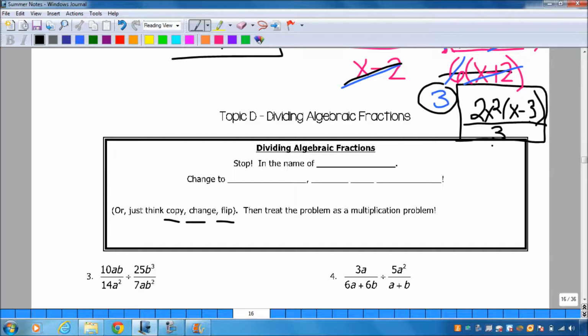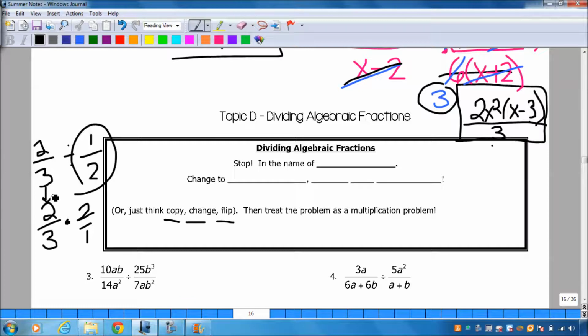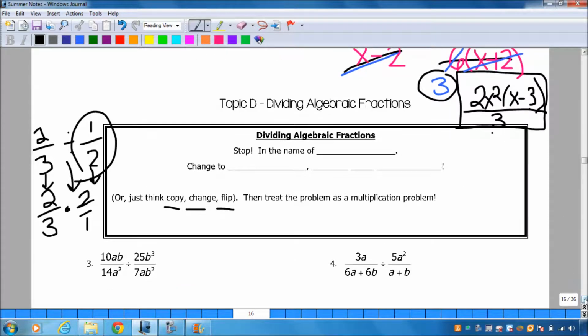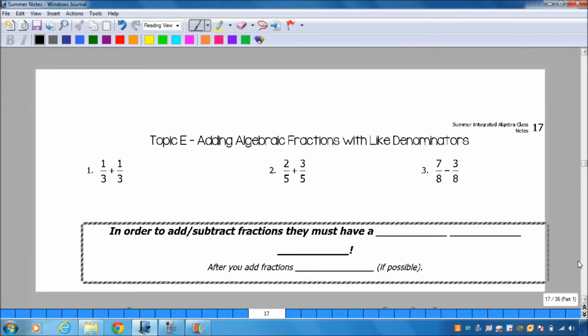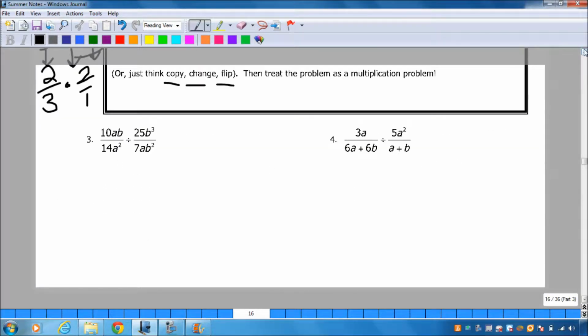So for example, whenever you have like 2/3 divided by 1/2, you always do 2/3 multiplied by the reciprocal, which is 2/1. So here's your copy, here's your change, here's your flip, okay? And then afterwards, you just treat it like a regular multiplication problem, all right? So in question number 3, the first thing I'm going to do is copy the first fraction, which is 10ab over 14a squared. Change the division sign to a multiplication sign, and then I'm going to multiply by the reciprocal.